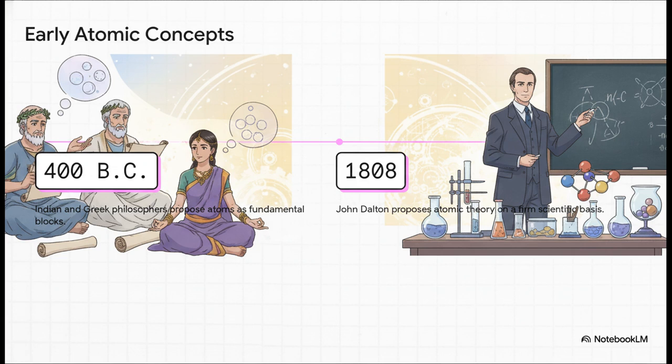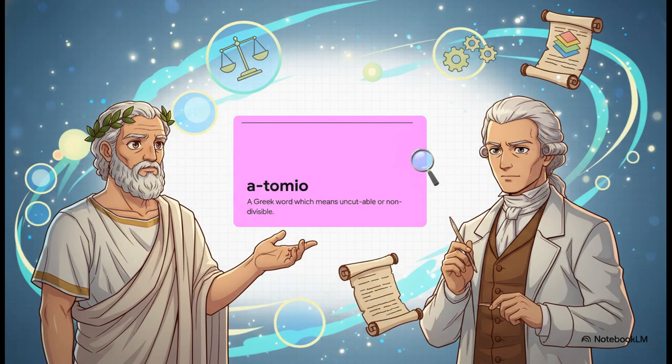It wasn't until 1808 that a British schoolteacher named John Dalton transformed this philosophical speculation into a formal scientific theory, proposing that the atom was the ultimate indivisible particle of matter. So the crucial takeaway here is that both those ancient philosophers and John Dalton firmly believed you literally could not divide matter any further than this. I mean, the very word atom comes directly from the Greek word atomio, which literally translates to uncuttable or non-divisible.